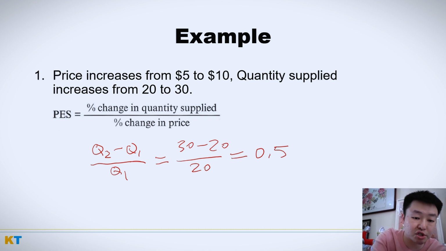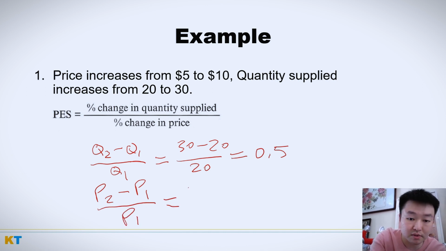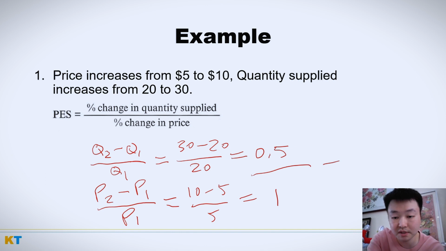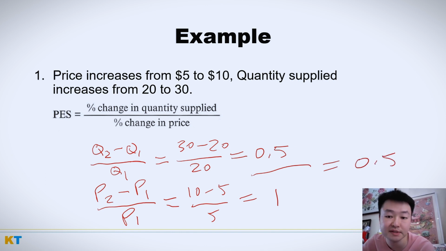What about our percentage change in price? Well, it's going to be P2 minus P1 divided by P1. It's going to be equal to 10 minus 5 divided by 5. So in this situation, it's going to be 1. Now, in order to find PES, all I have to do is divide 0.5 by 1, and that actually gives me a PES of 0.5. So in this situation, the good is price inelastic.